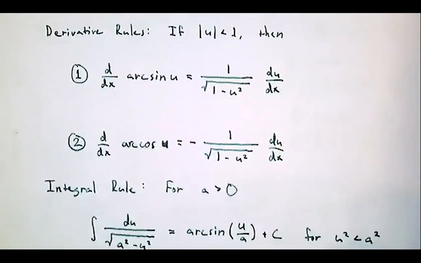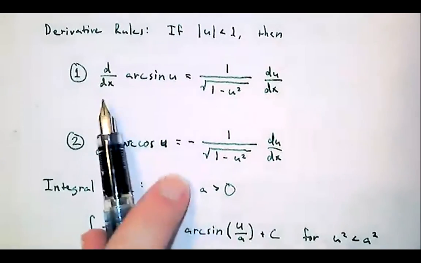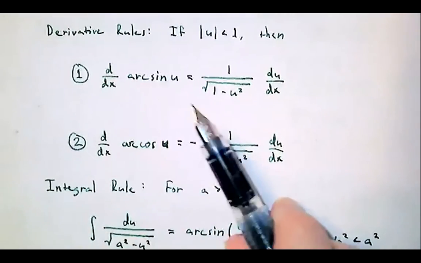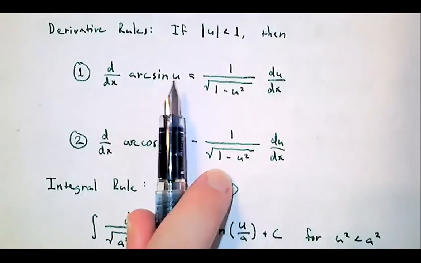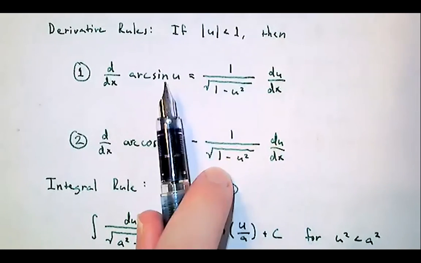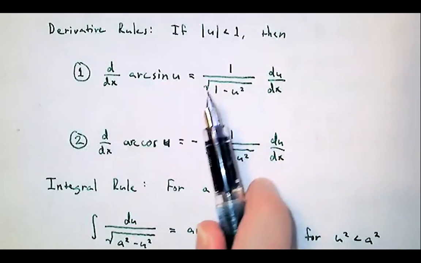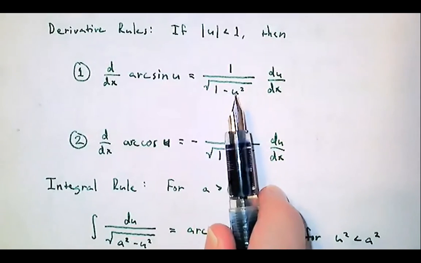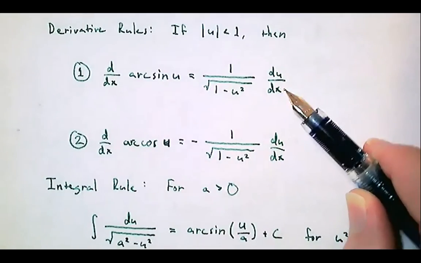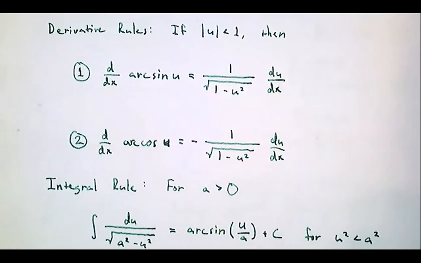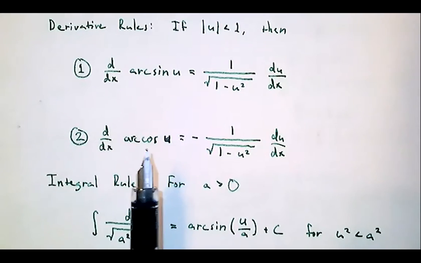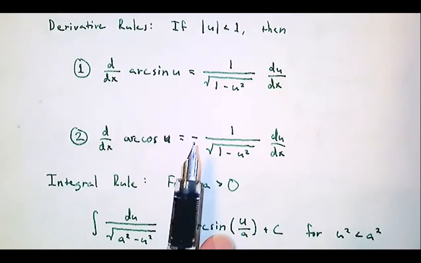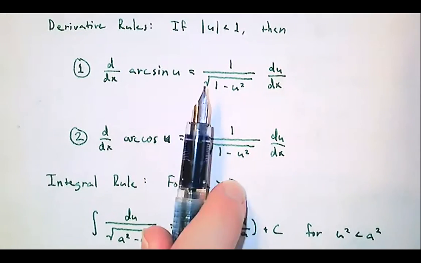I can flip back here to our new derivative rules. I gave you the derivative for arcsine, and this particular version has a u plugged in, as if there was a function inside of arcsine. So you get 1 over the square root of 1 minus u squared, and then du dx because of the chain rule. And then arc cosine is very similar to arcsine. Its derivative just gets a minus sign. It's the only difference.